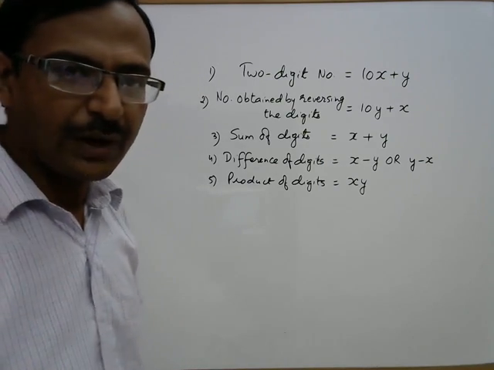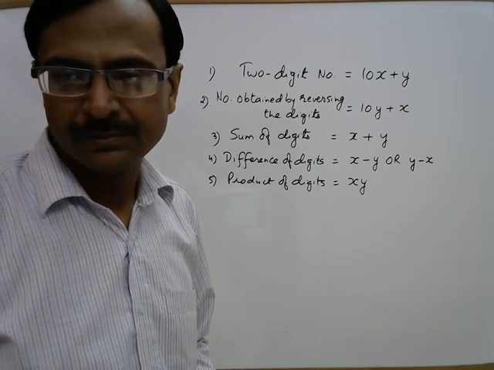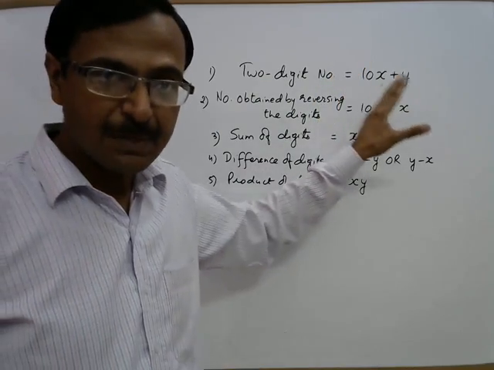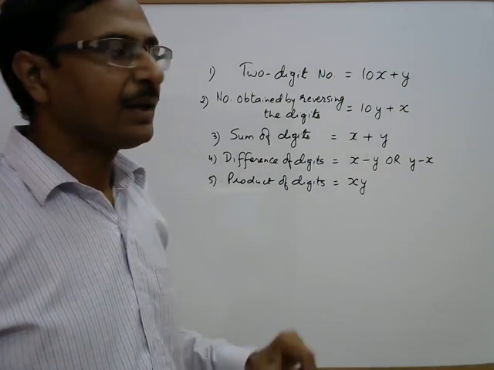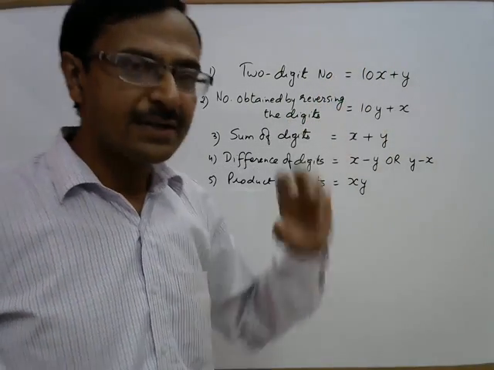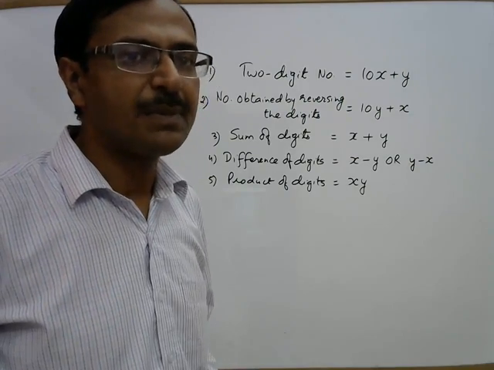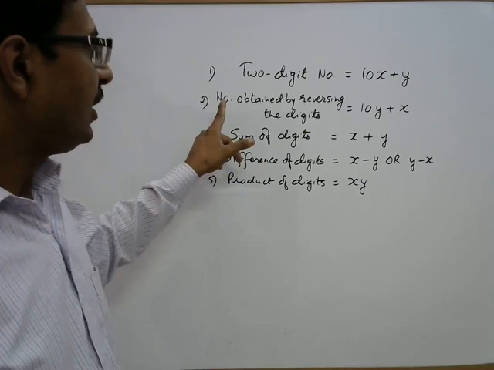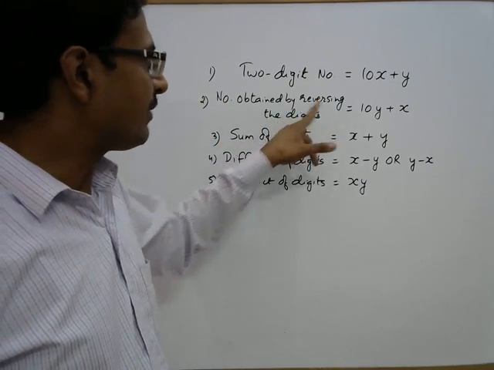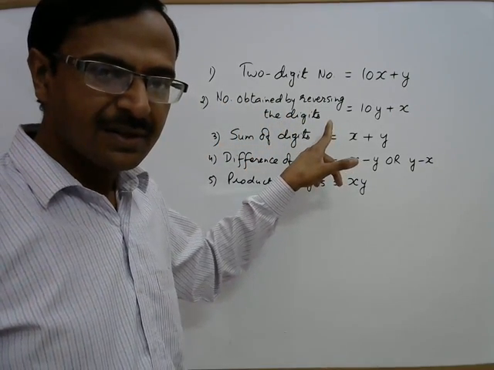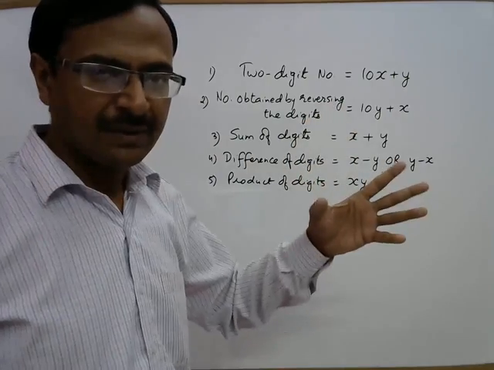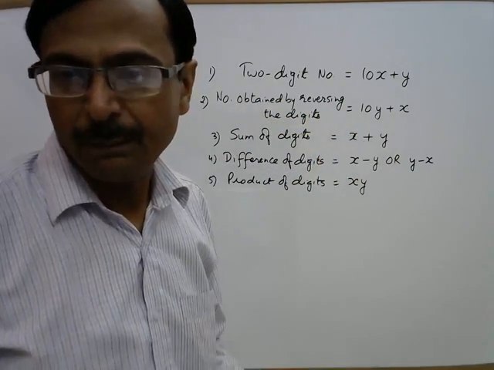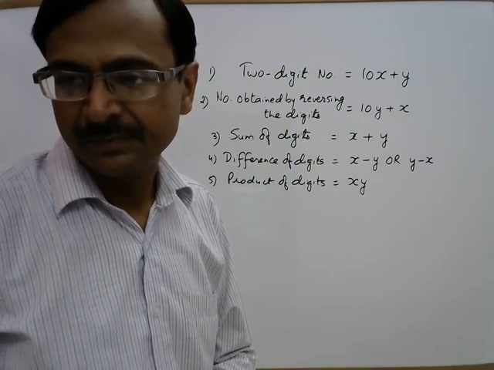Whenever you are asked to find a two-digit number, the number is to be assumed as 10x plus y. Here x and y are the digits, and 10 comes because x is in the tens place. If you are given that the number obtained by reversing the digits is something, then that number obtained by reversing the digits is 10y plus x.